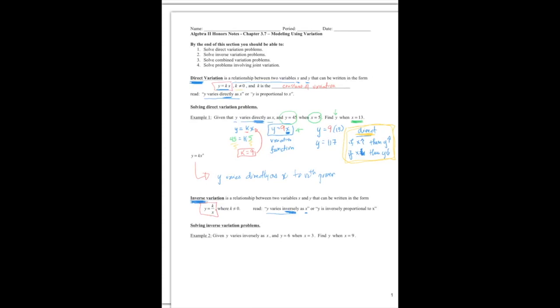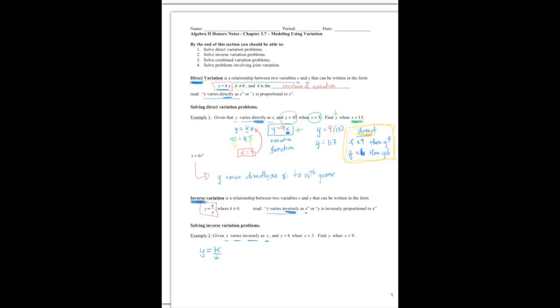So here let's look at an example. Given y varies inversely as x, so again, what do we write? y varies inversely as x. We put x in the denominator because we're inverting the placement of x. So here is your inverse variation equation, and we need to find k.